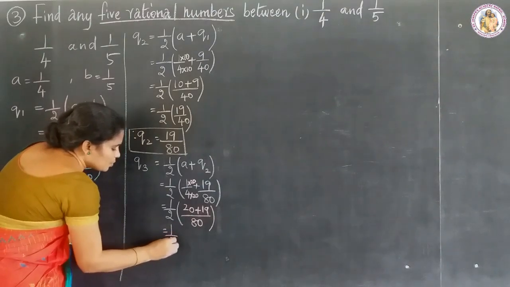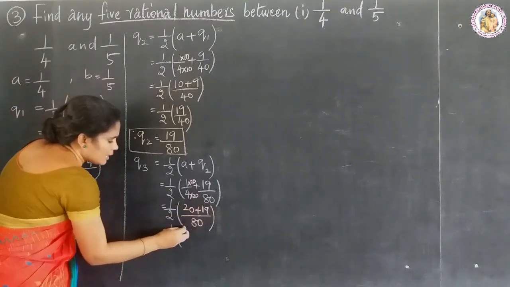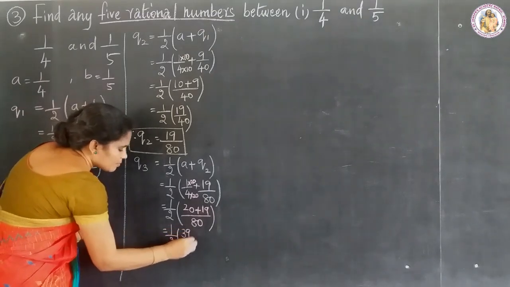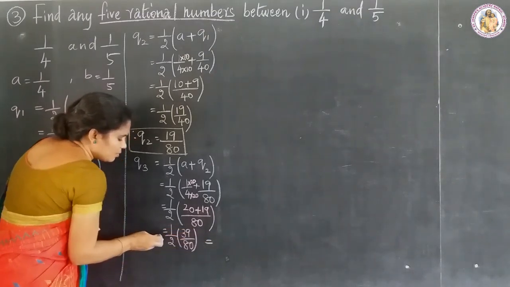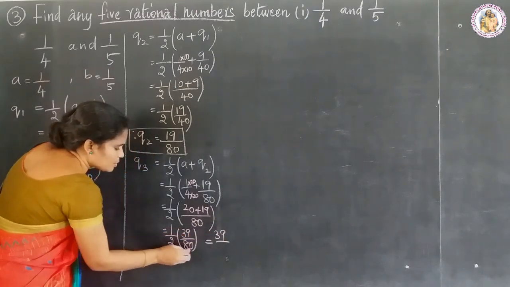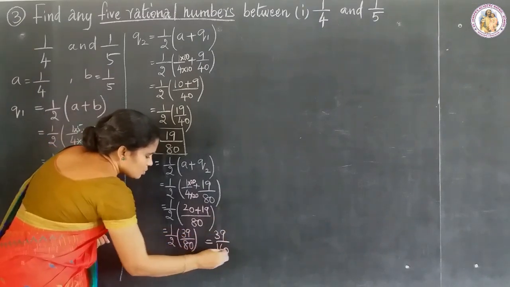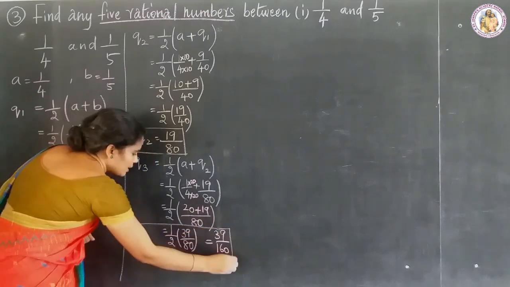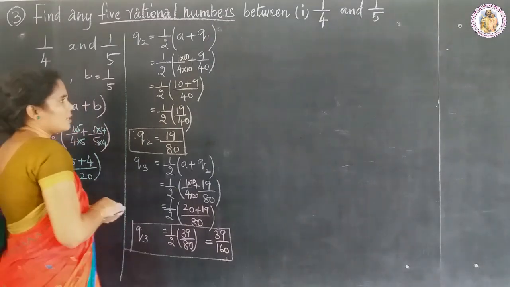So 1 by 2 into 39. 20 plus 19, 39 by 80 is equal to 39 by 8 twos are 16. So 160. So Q3 is equal to 39 by 160.